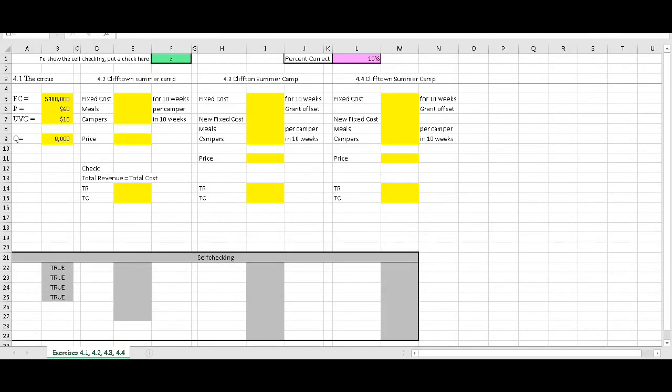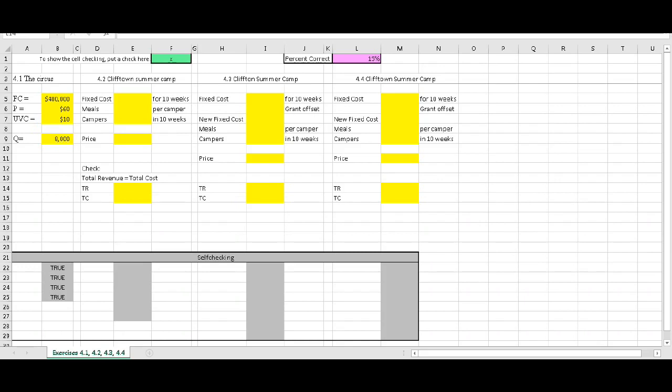It should be E5 times E6, your fixed cost plus the amount that you have to come in, fixed cost and in this case meals per camper, should add up to the same thing. This number and this number should be exactly the same. If the math works up here, it has to be equal down here. That's all you have to do.